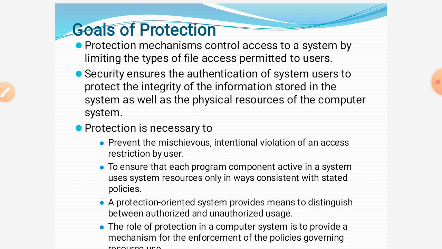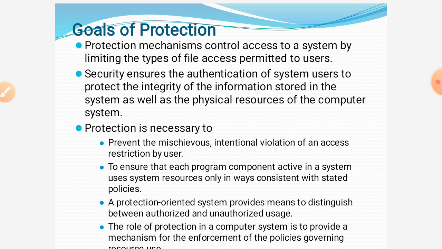A role of protection in a computer system is to provide a mechanism for the enforcement of the policies governing resource use. A protection system must have the flexibility to enforce a variety of policy. Flexible എന്ന് വെച്ചാൽ അത് ചേഞ്ച് ചെയ്യാൻ പറ്റും. The mechanisms are distinct from policy. Mechanism policy രണ്ടും ഡിഫറെൻ്റ് ആണ്.